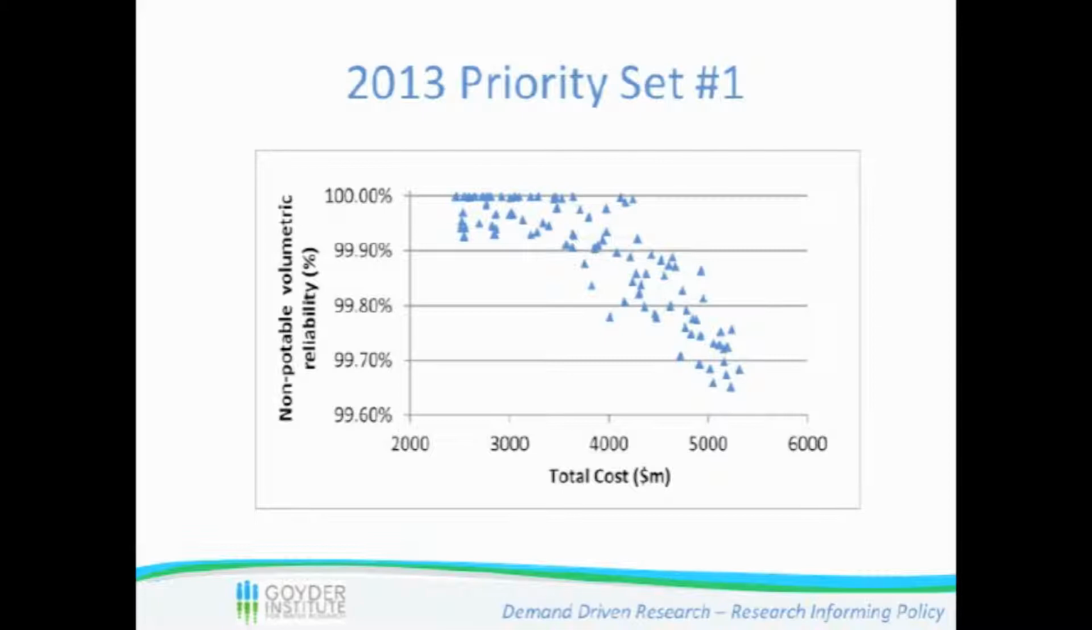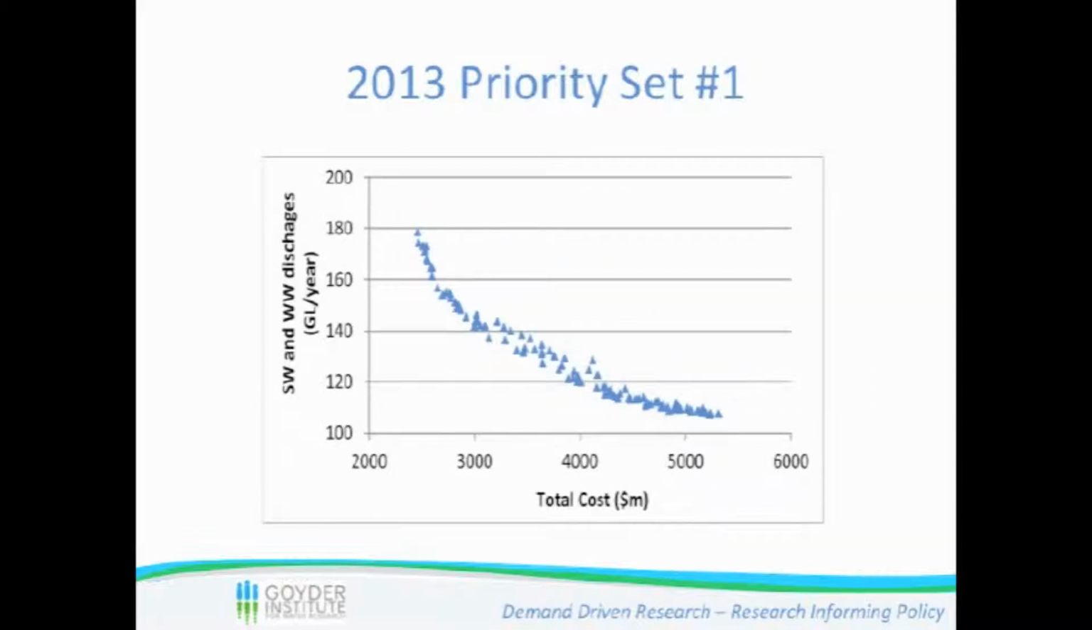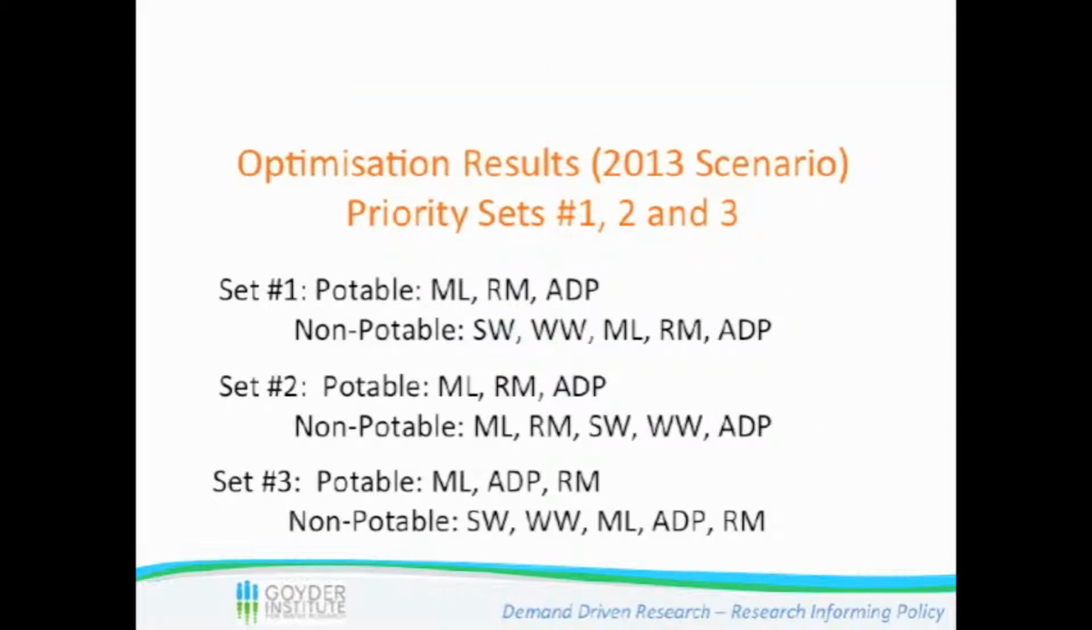The non-potable volumetric reliability was probably a bit of a non-issue because we found that generally that reliability could be very high, in the order of about 99.6% or more, although it dropped off a bit if you made use of more wastewater and stormwater towards the higher cost end of the graph here. But this was a very interesting one, probably intuitive in many ways, but it shows that if you wanted to reduce the stormwater and wastewater discharges to the coast, obviously you harvested more stormwater, you reused more wastewater, so that cost more money, so there was a definite trade-off.